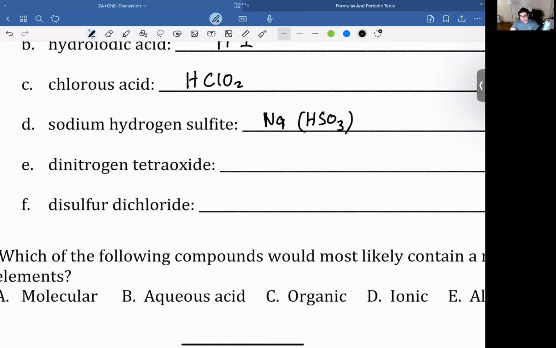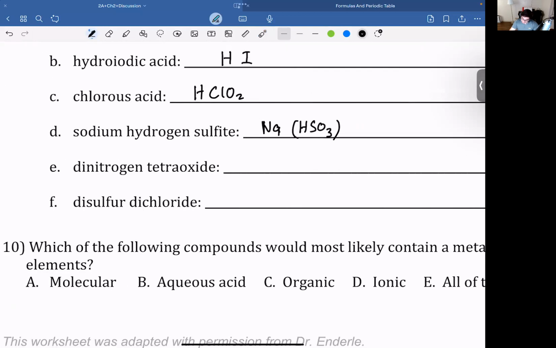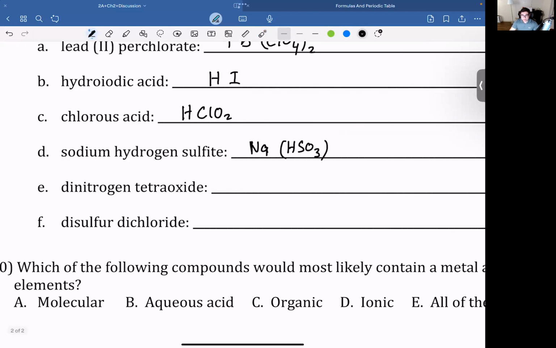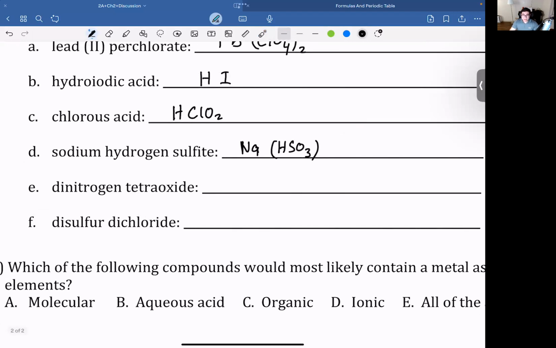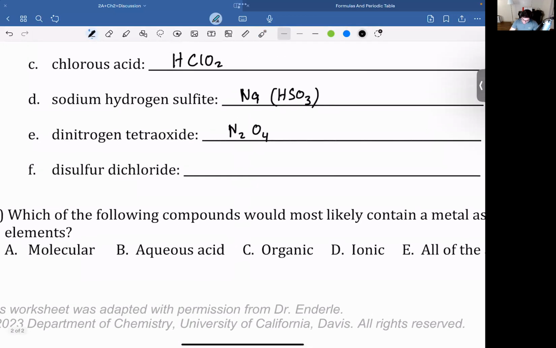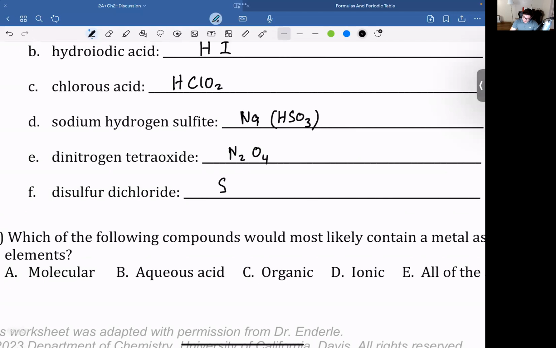Then we have dinitrogen tetraoxide. So this is naming 2 nonmetals together. If you have 2 nonmetals, you put whatever the first one is. So nitrogen, and then you have a prefix. The prefix indicates how much there is. So dinitrogen indicates 2. Tetraoxide indicates 4 oxygens. That's it. N2O4. Then we have disulfur dichloride. Same thing, same naming. 2 nonmetals. There's 2 sulfurs, disulfur, dichloride, 2 chlorides.